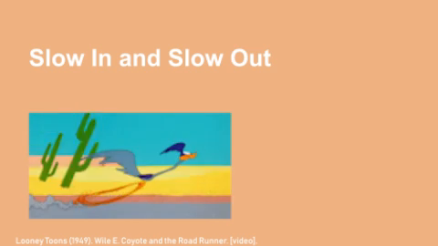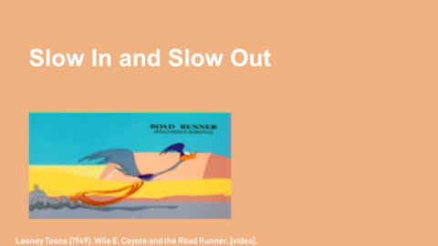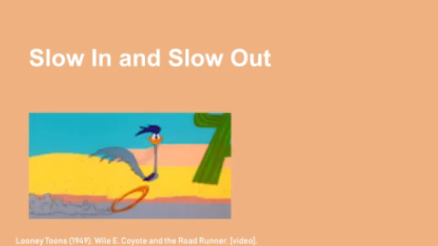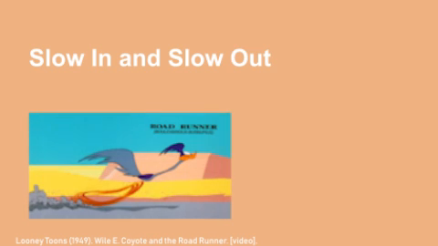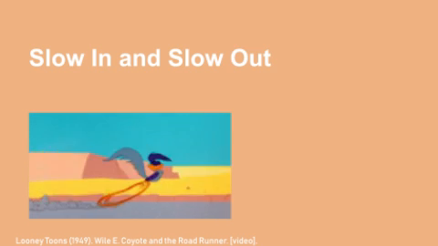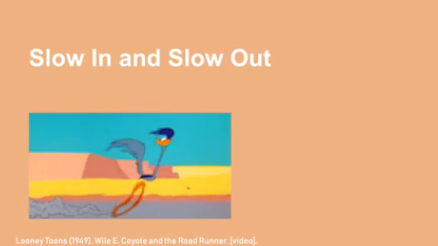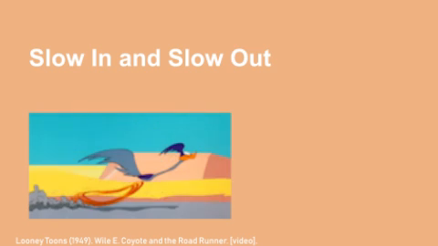The sixth principle is slow in and slow out. Often objects need to accelerate and decelerate. An object needs to gain speed as well as slow down as it moves, creating more frames at the beginning and the end. This adds to an object's realism, as no physical object maintains one singular speed. Popular character Roadrunner often has slow in and slow out effects applied to his character.